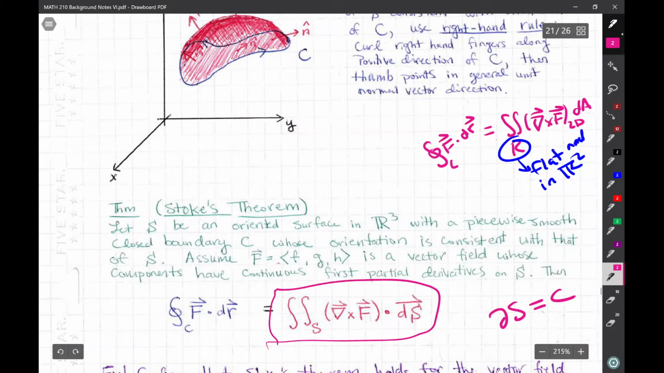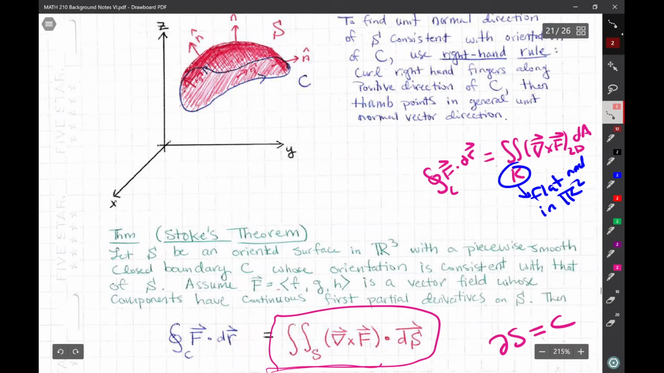For this surface integral, we can't call this a double integral because we're not in the R2 plane. This is not a flat plane. This is a flux integral or a surface integral of a vector field. Which vector field? The curl. You'll recall that the curl of a vector field is also a vector field. And so that's the statement of Stokes' theorem and the generalization of Green's theorem in higher dimensions.